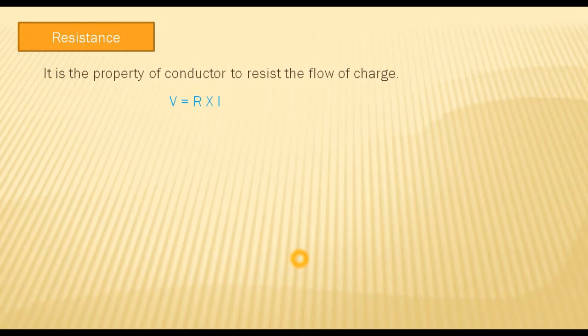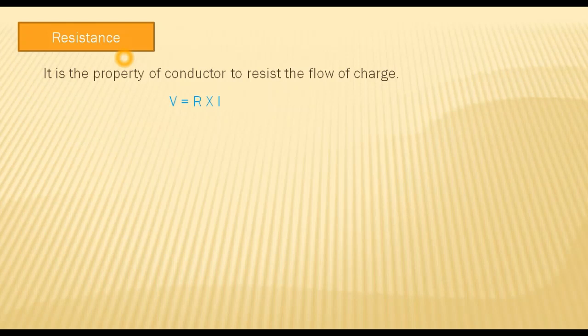And due to these collisions, there is some kind of obstruction, some kind of opposition to the flow of electrons. That means electrons are not able to move easily through a conductor because of this obstruction, because of this opposition. And the property of a conductor, due to which it opposes the flow of charge, is known as resistance. So resistance is the property of a conductor due to which it opposes the flow of charges, it opposes the flow of current through the conductor.